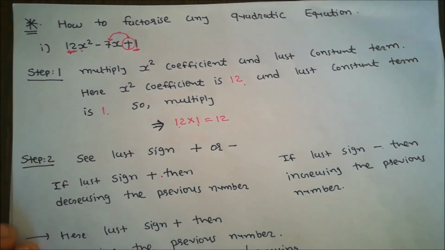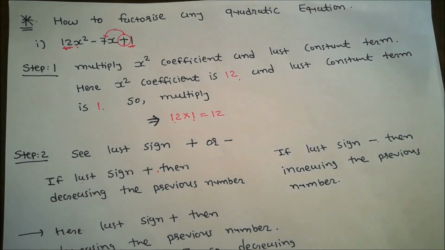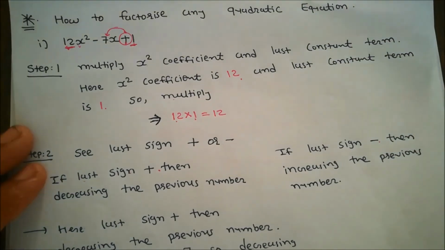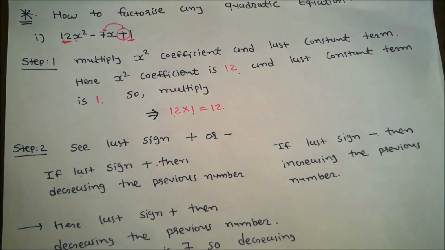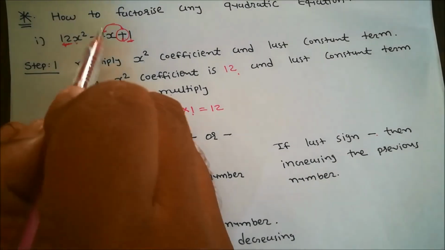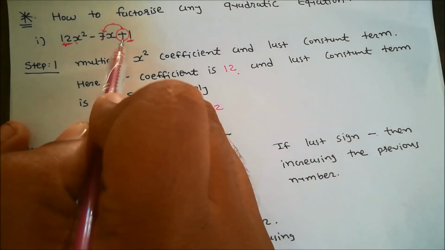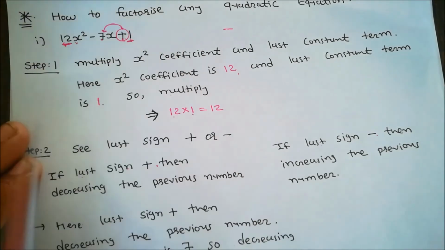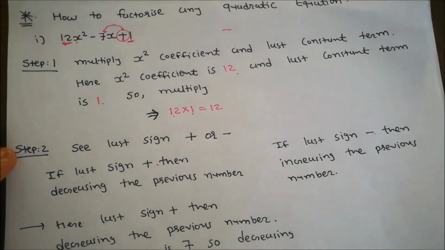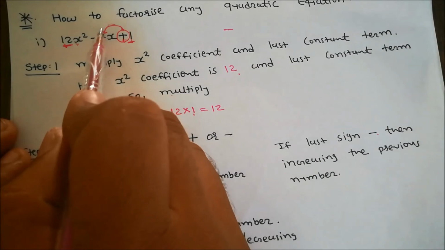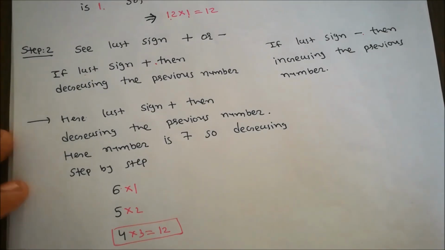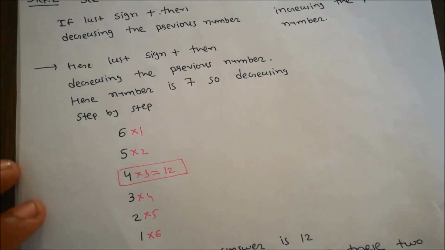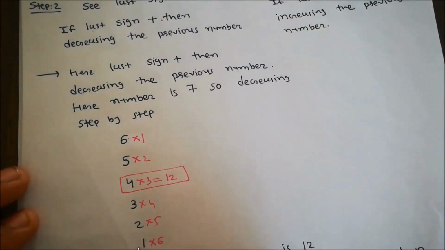In the second step, see the last sign, whether it is positive or negative. If the last sign is positive, then we decrease the previous number, and if the last sign is negative, then we increase the previous number. Here the last sign is positive, that's why we decrease the previous number. The number is 7, so we decrease it step by step. First write 6, 5, 4, 3, 2, 1, and multiply with 1, 2, 3, 4, 5, 6.